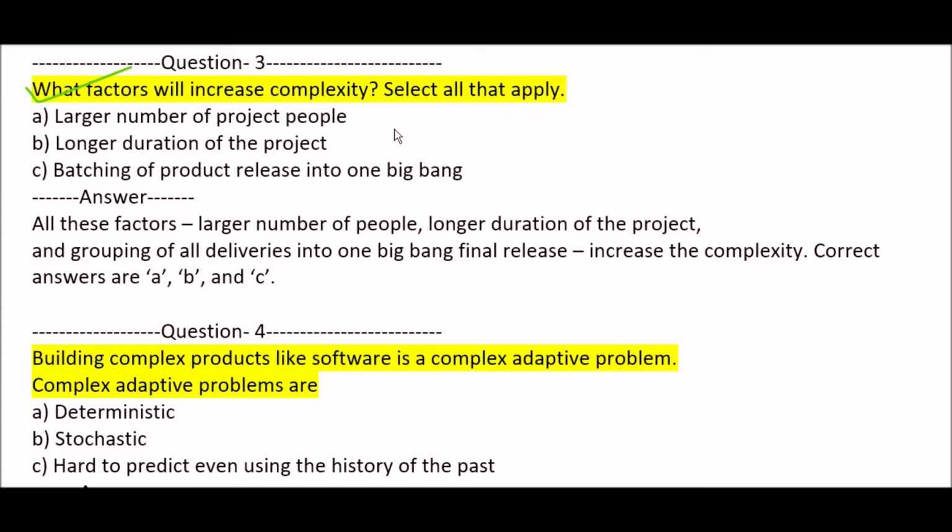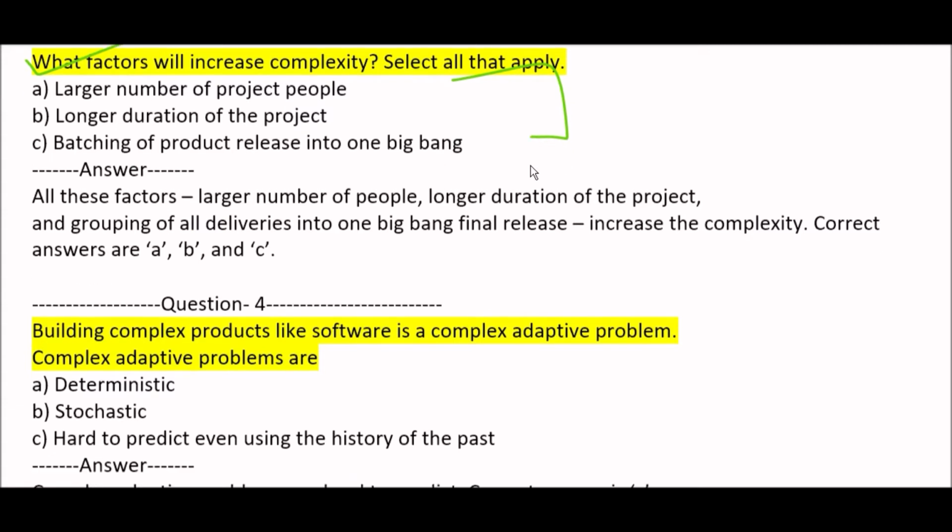Because all these factors, a large number of people, longer duration of the project, and grouping of all deliveries into one big bang final release, increase the complexity. So the correct answer here is option A, B, C, all.